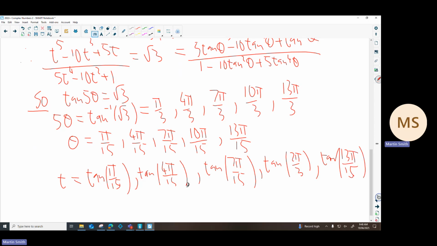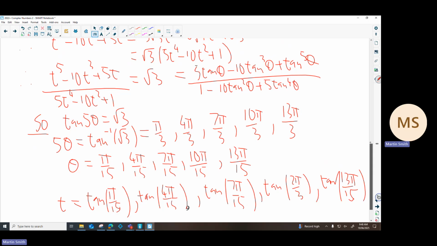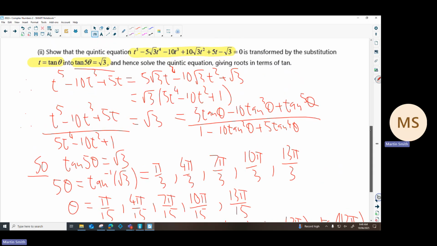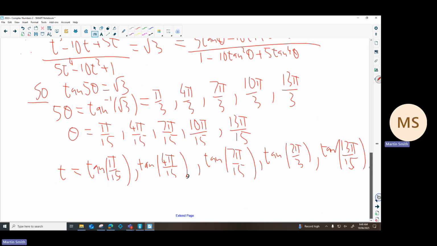So these are the 5 roots of the original equation. They are expressed as tans of angles. And that's what the question said. It said, hence solve the quintic equation, giving the roots in terms of tan.